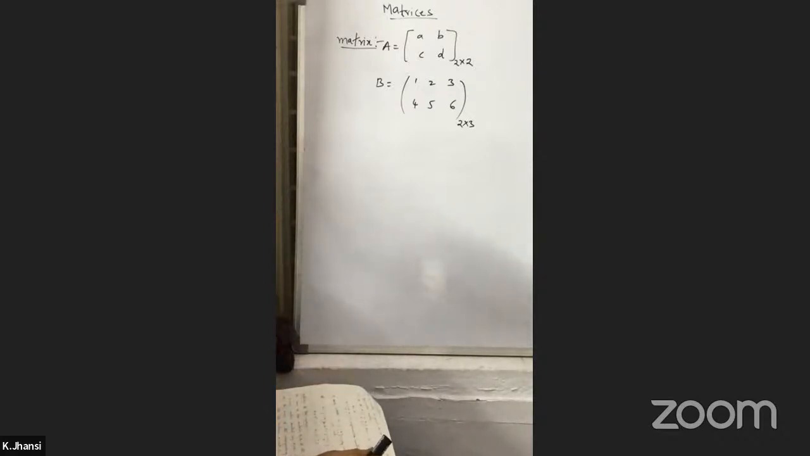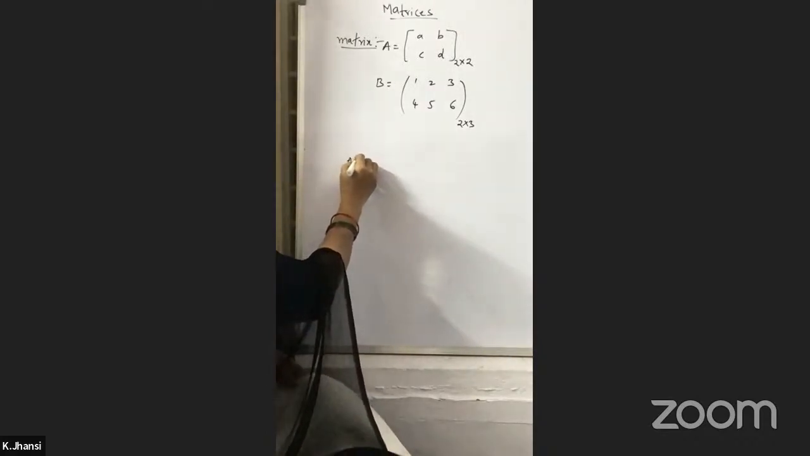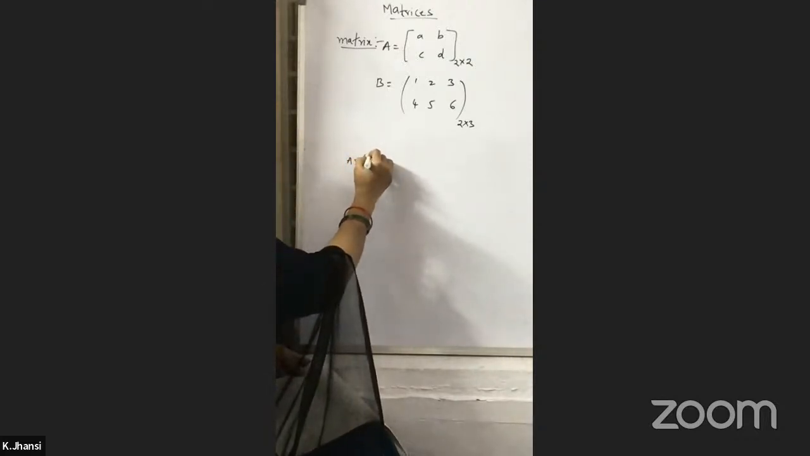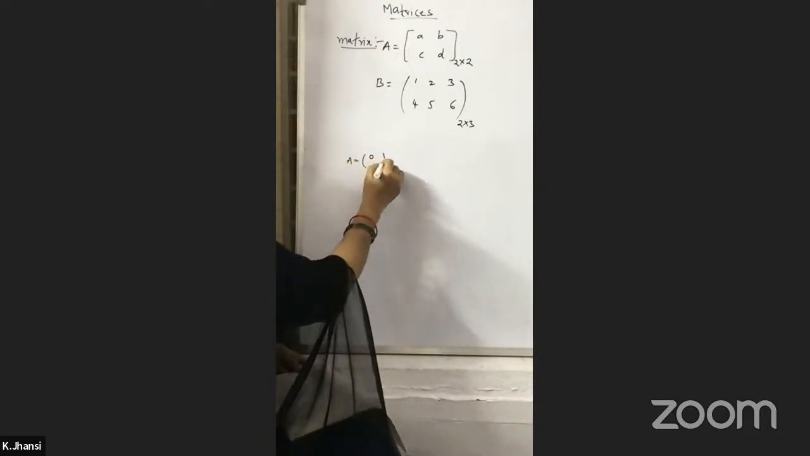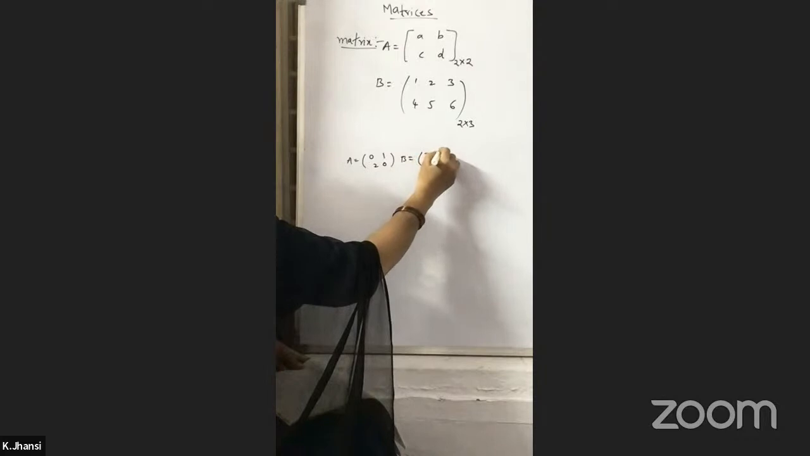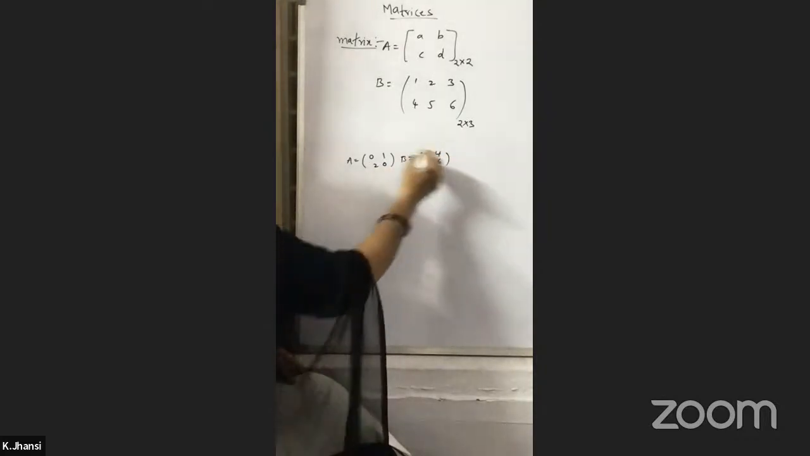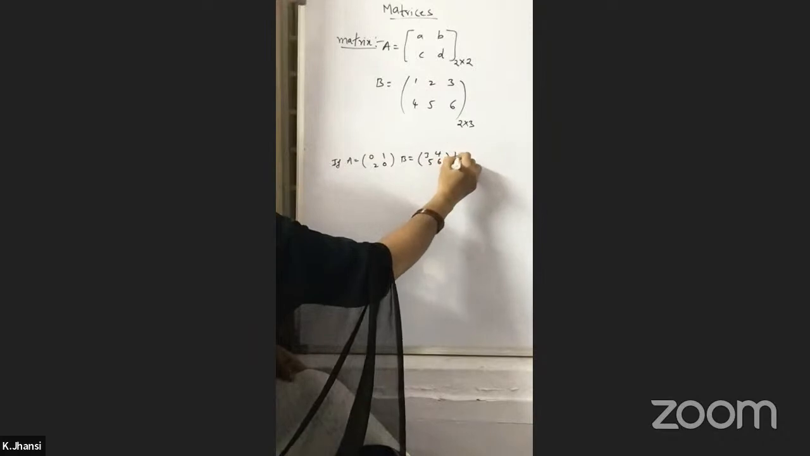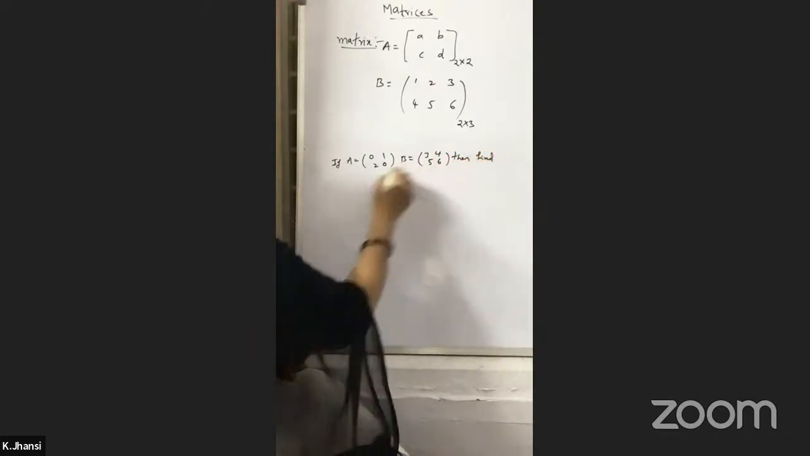So addition of even three matrices we can see, if A, B, C are given. You can find A plus B, B plus C, C plus A, like that. Okay. Addition of matrices will also have the commutative property. Okay. So if A is like this, 0, 1, 2, 0, and B is 3, 4, 5, 6. Okay. Then find A plus B.